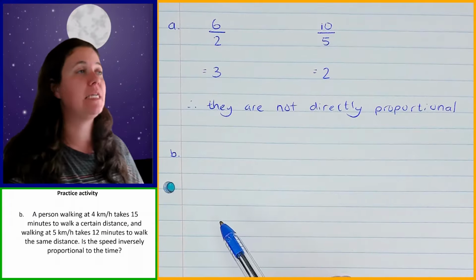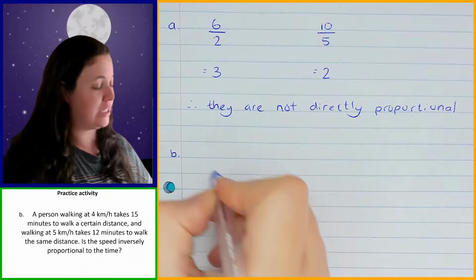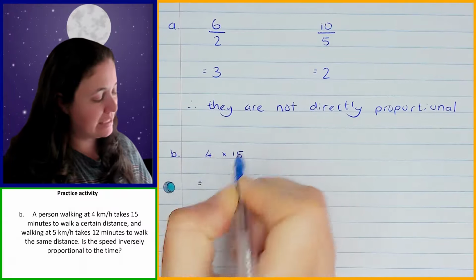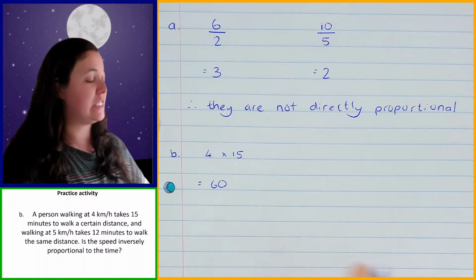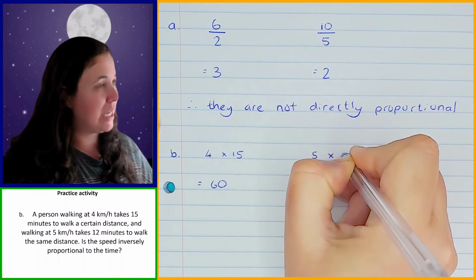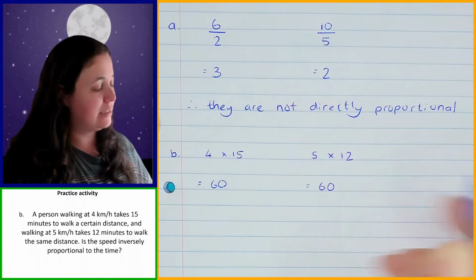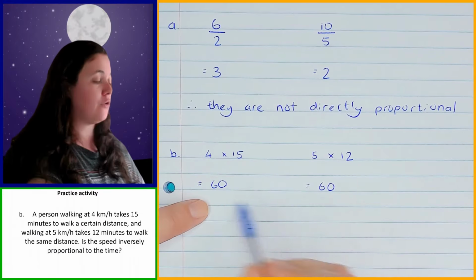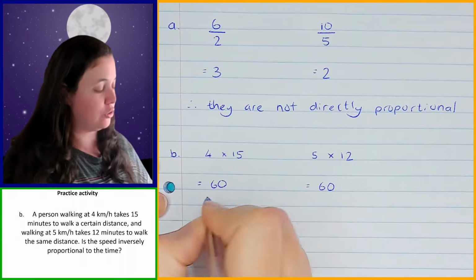Okay, so the first set is 4 kilometers per hour and 15 minutes. So I'm going to multiply those together. So 4 times 15, and that gives me 60. Then the second set is 5 kilometers per hour, and I'm going to multiply it by the time, which is 12 minutes, and that also gives me 60. Okay, so now, because I got the same result for both, I can say that they are inversely proportional.